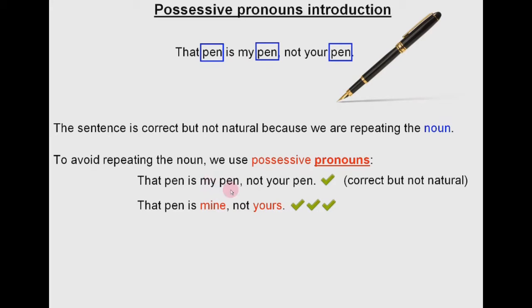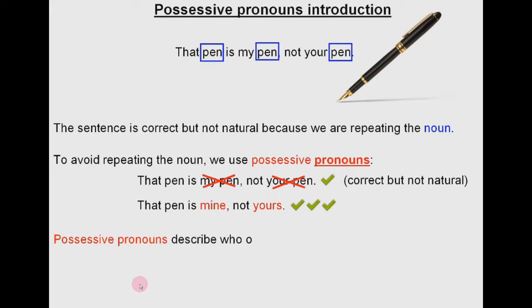And in the original sentence, we were in fact using possessive adjectives, my and your. So they were correct, but the only problem was that we had already said the word pen here. So it is better to avoid repeating them. So to stop repeating the word pen, we use the possessive pronouns.